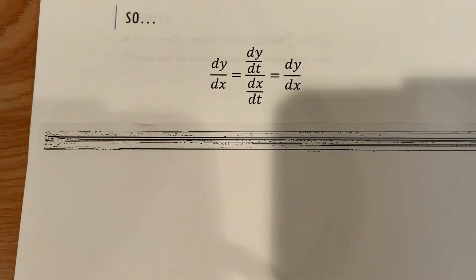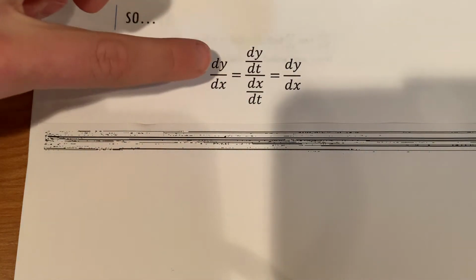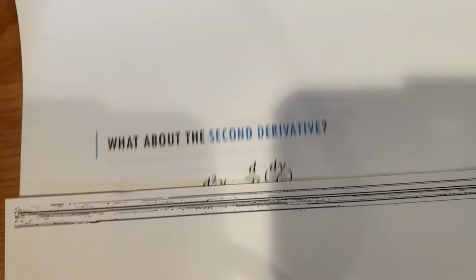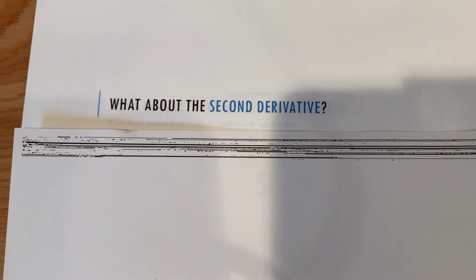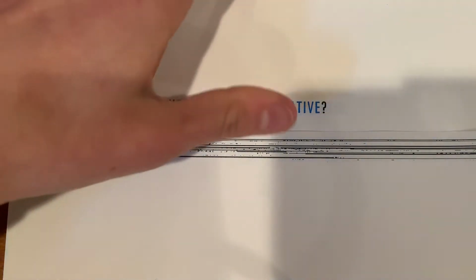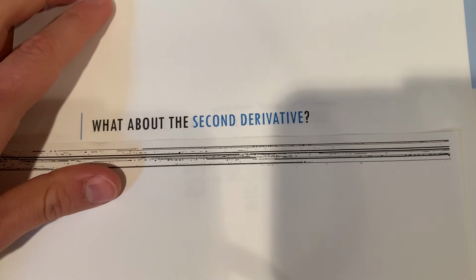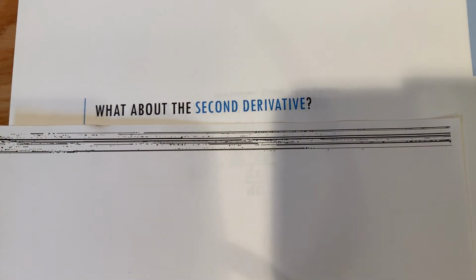Okay, so we get that big idea. So dy/dx is equal to the derivative of our y divided by the derivative of our x function. Okay, so what about the second derivative? The second derivative is a little bit more complicated in that we can't just take the derivative of this, because remember, the derivative of dy/dx is actually going to be in terms of t.